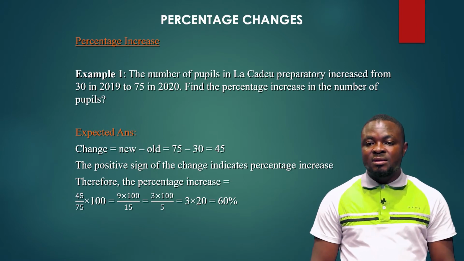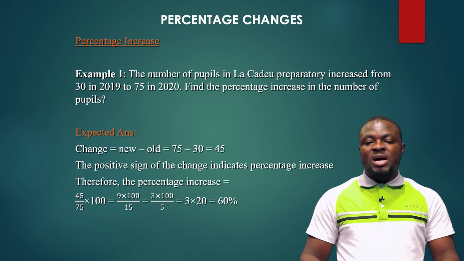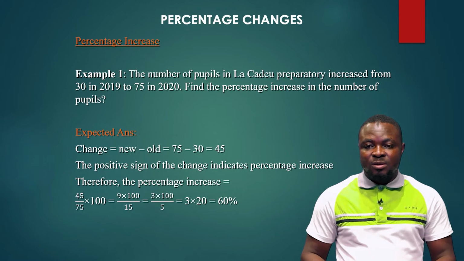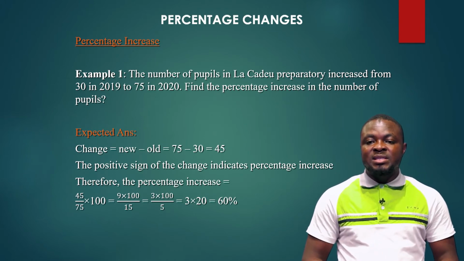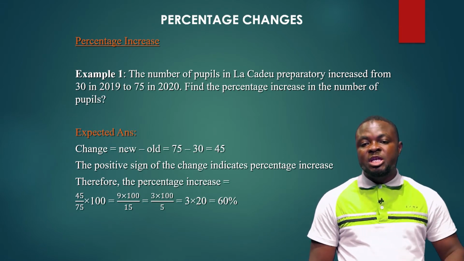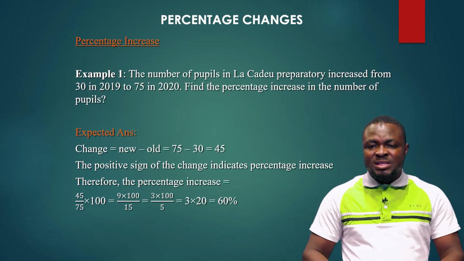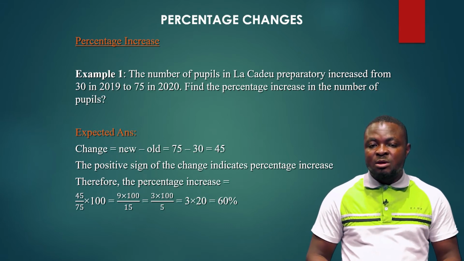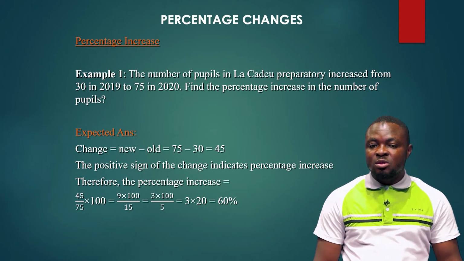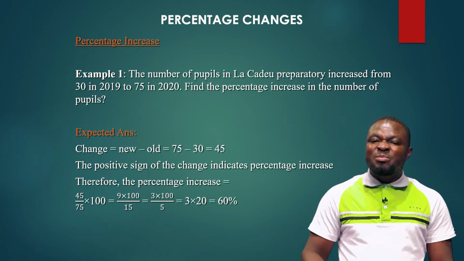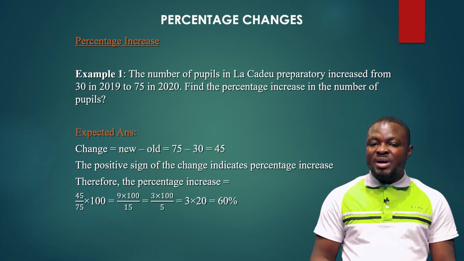So I've already indicated that two numbers are provided, one occurred previously and one occurred later. So you will have to take the one that occurred later, which is the new quantity, minus the old quantity. In this case, we are talking about 75 minus 30. So the change involved in this mathematical problem is 75 minus 30, which is equal to 45. They didn't just ask us to find the change. They said we should find the percentage increase. And after finding the difference between 75 and 30, we end up with a positive change, which shows an increase. So we now take that 45 and divide it by the original quantity. So the increase that has taken place, which is 45, divided by 75.